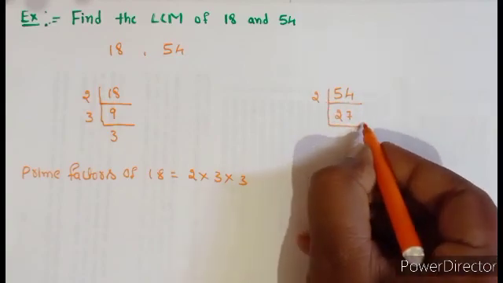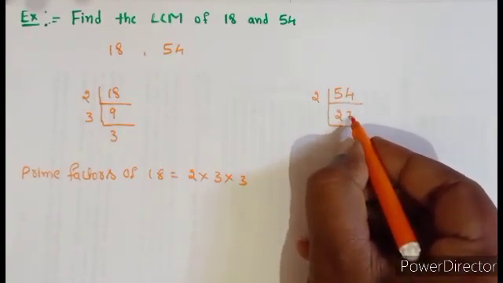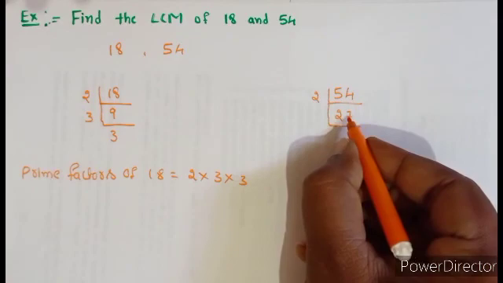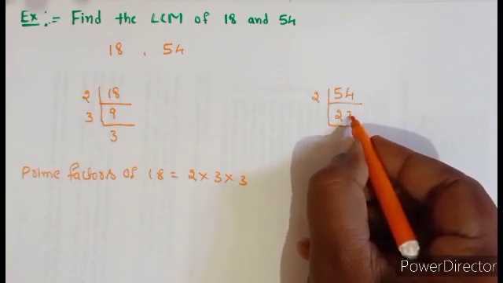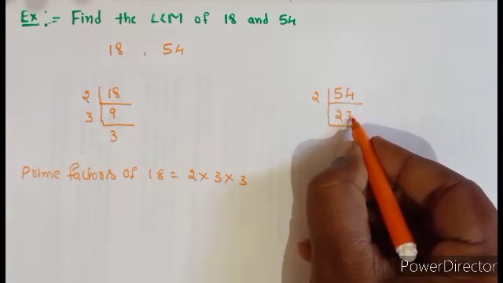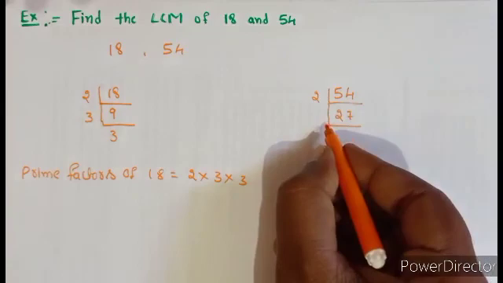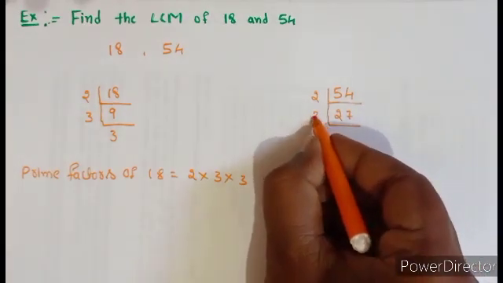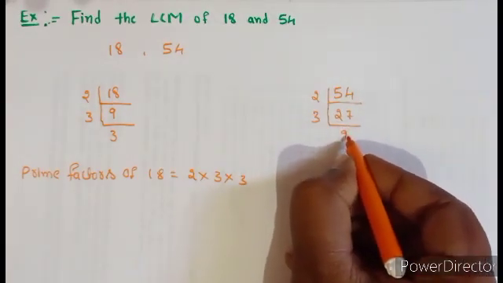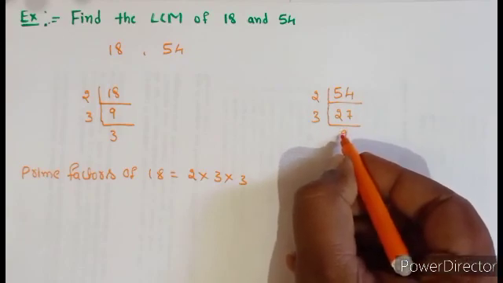Here, remember the divisibility rule by 3. Here the sum of all the digits: 7 plus 2 is 9. So this number is divisible by 3. 9 threes are 27, 3 nines are 27.